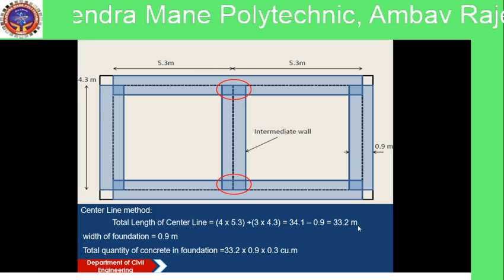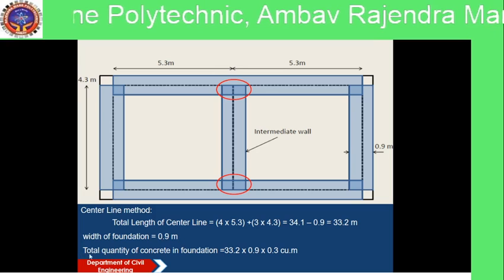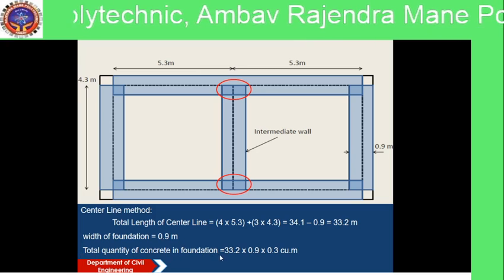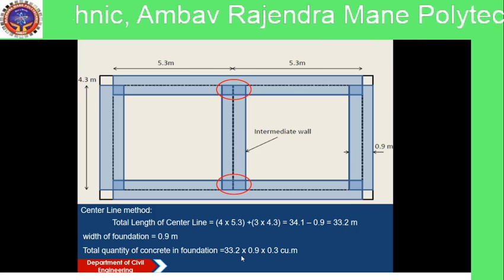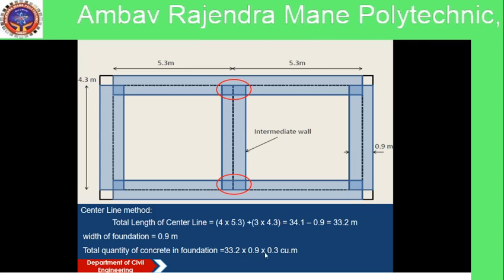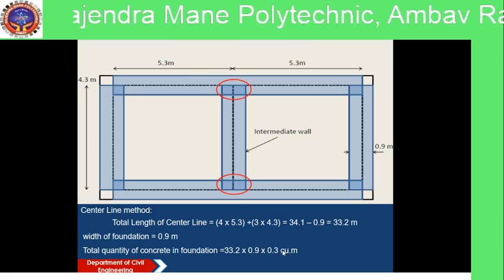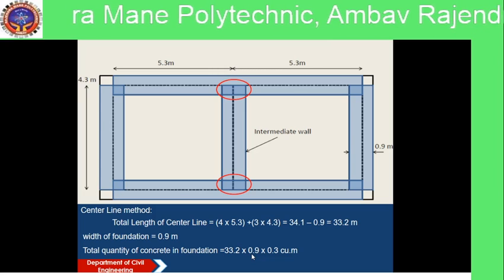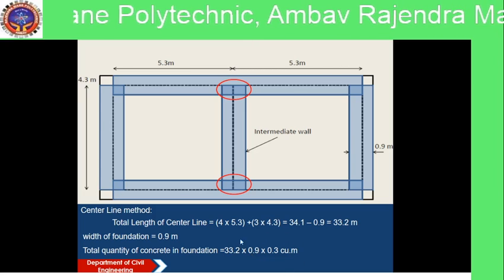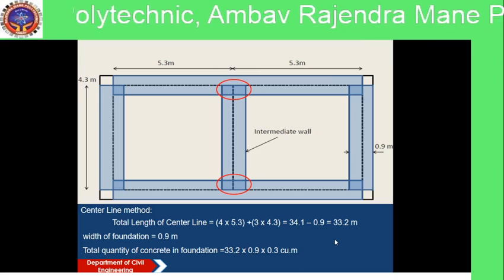So width of the foundation is 0.9 meter. Okay, total quantity of concrete in foundation is equal to total centerline length into 0.9 width into 0.3 thickness of the foundation. So the total quantity is in cubic meter.